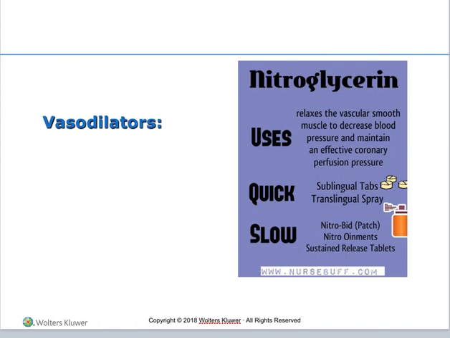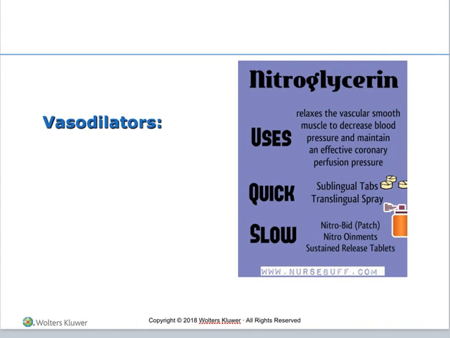Nitroglycerin and vasodilators relax blood vessels, and by relaxing blood vessels, it increases the supply of blood and oxygen to the heart. These are used for people that can't tolerate other treatments, for example, an ACE inhibitor. These help to relieve chest pain and lower blood pressure.